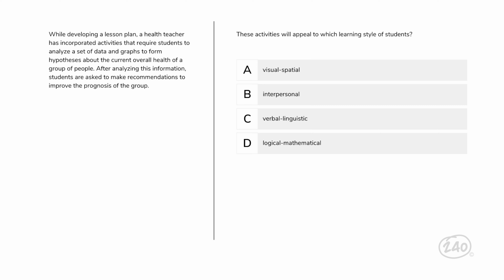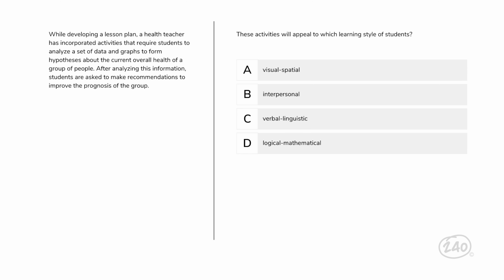Picture this. While developing a lesson plan, a health teacher has incorporated activities that require students to analyze a set of data and graphs to form hypotheses about the current overall health of a group of people. After analyzing this information, students are asked to make recommendations to improve the prognosis of the group. These activities will appeal to which learning style of students? A. Visual spatial, B. Interpersonal, C. Verbal linguistic, or D. Logical mathematical.